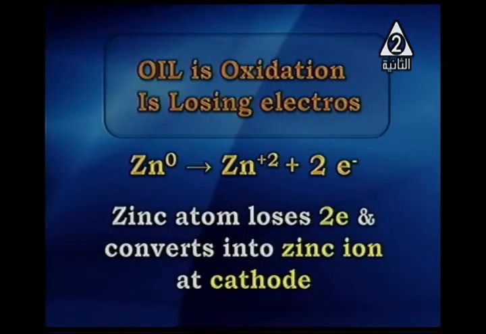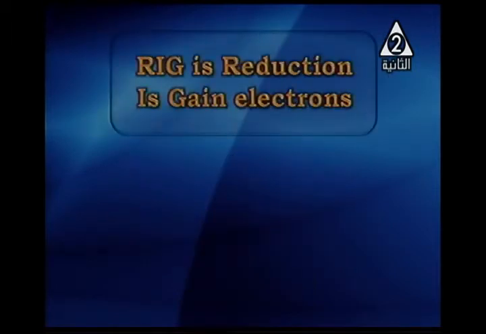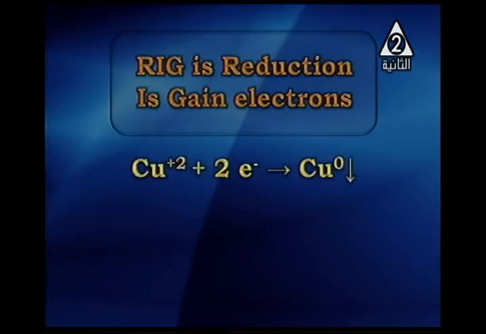And the second one, here we have zinc atom loses 2 electrons and changes into zinc ions at the cathode. What's meant by cathode? Cathode means negative pole, in some cases of battery that we illustrate after a period of time. So after that, we have rig. It means reduction. It's the gain of electrons, or gaining electron.